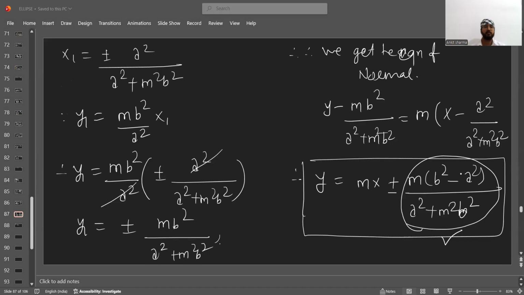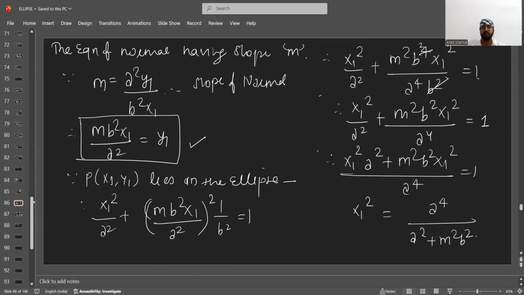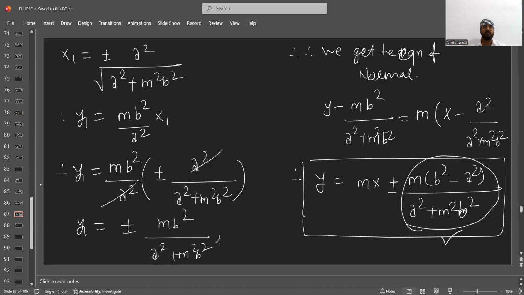And there is one small error here. Everywhere, since it is x square, I need to add the square root here. So this becomes the square root. Each part here is a square root basically. And here also. This is the equation for normal.